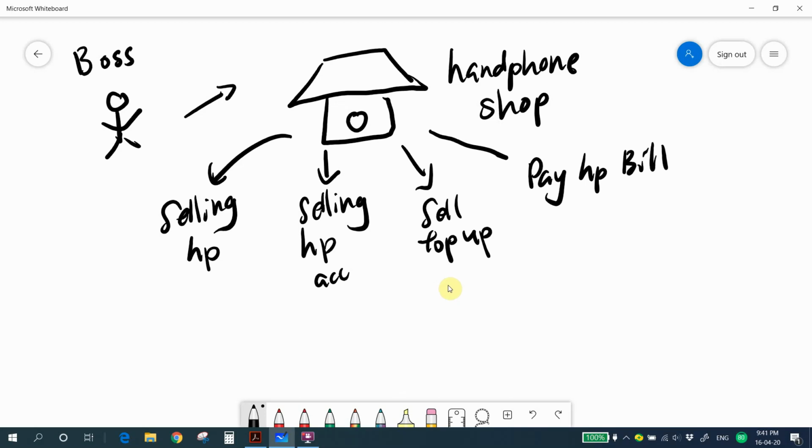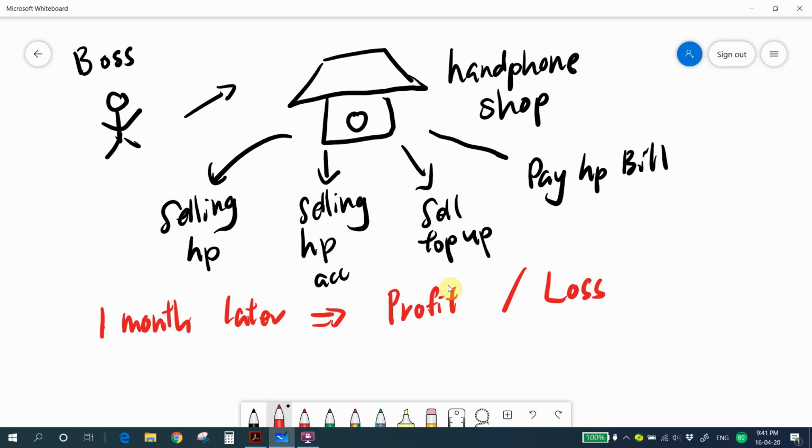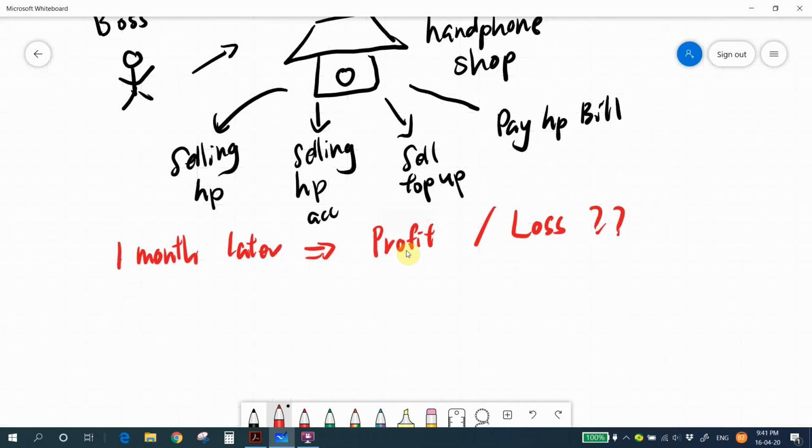So tell me, let's say you are doing a business, you're doing a handphone shop, and you are selling this product or you are selling this service to the customer. So tell me, assuming after a month later, how you know you are making a profit or you're making a loss in your business? How you know you're making profit or loss from 1 month later? To solve this problem, we can use accounting.